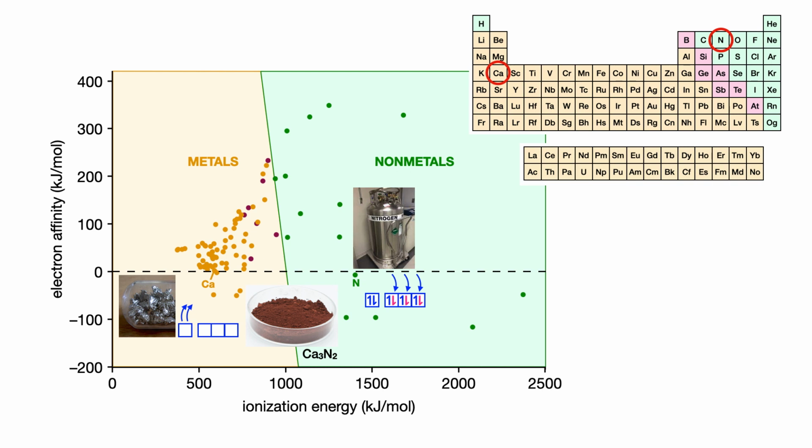And so in the formula unit, 3 calcium atoms are able to free up a total of 6 valence electrons, and those 6 valence electrons are taken on by the 2 nitrogens to turn them into N3-.